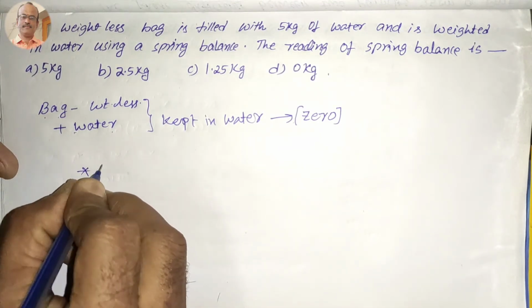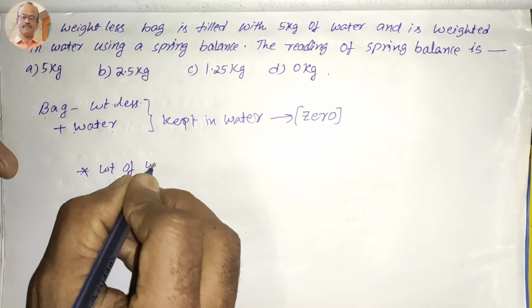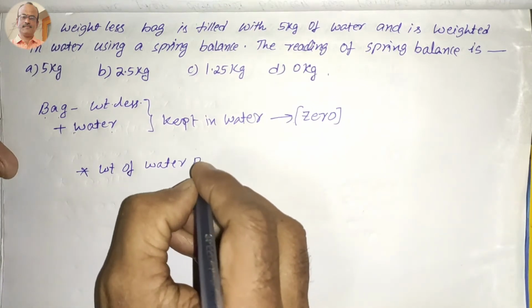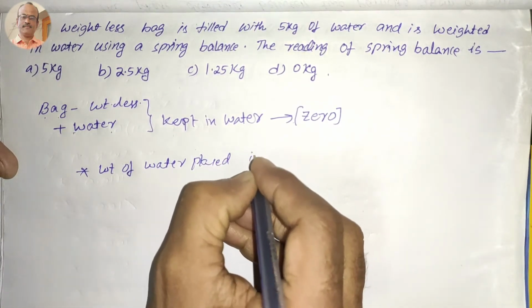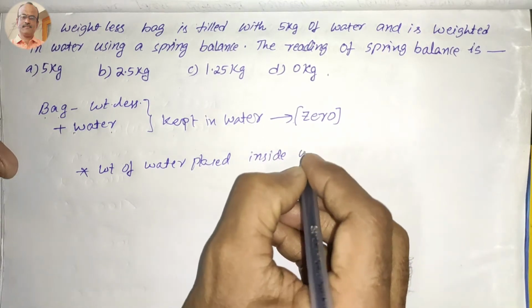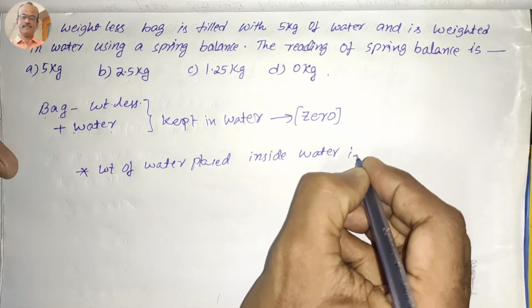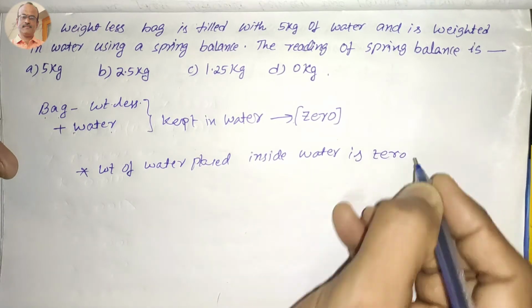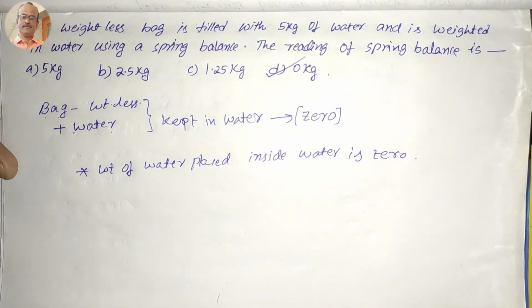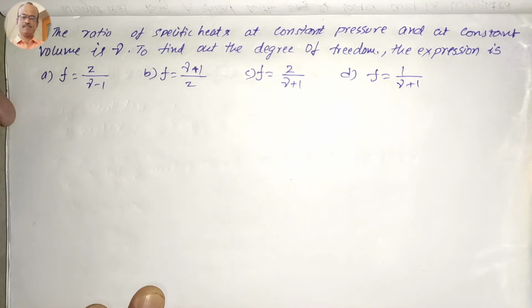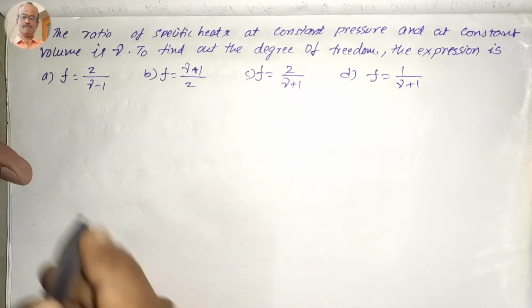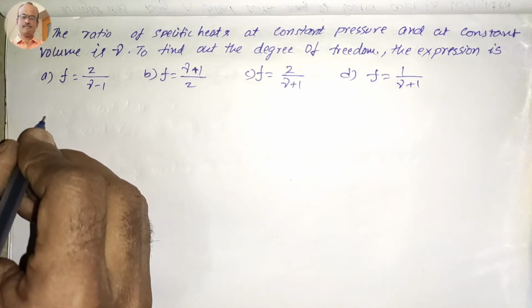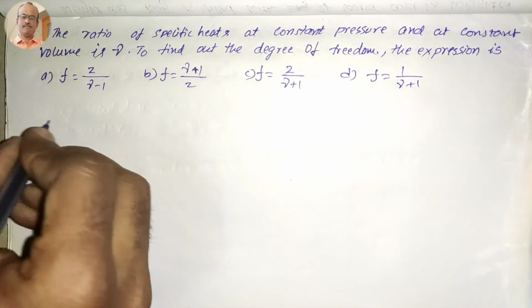Remember, this is important point. Weight of water placed inside water is 0. So the option D is correct. Now the question number 35. The ratio of specific heats at constant pressure and at constant volume is gamma. To find out the degree of freedom, the expression is how much? So first of all, we know the ratio of specific heats at constant pressure and constant volume is gamma.